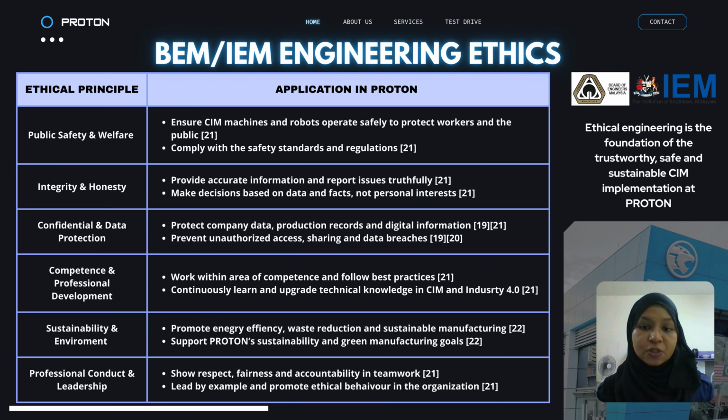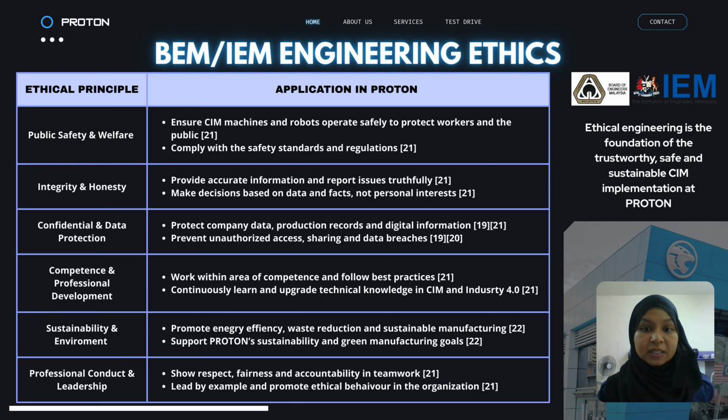In addition, engineers should support sustainability by promoting energy efficiency and reducing waste, and also contributing to environmentally responsible manufacturing practices. Finally, professional conduct and leadership are essential, which means engineers should demonstrate respect, fairness, accountability, and lead by example while promoting ethical behavior within the organization.